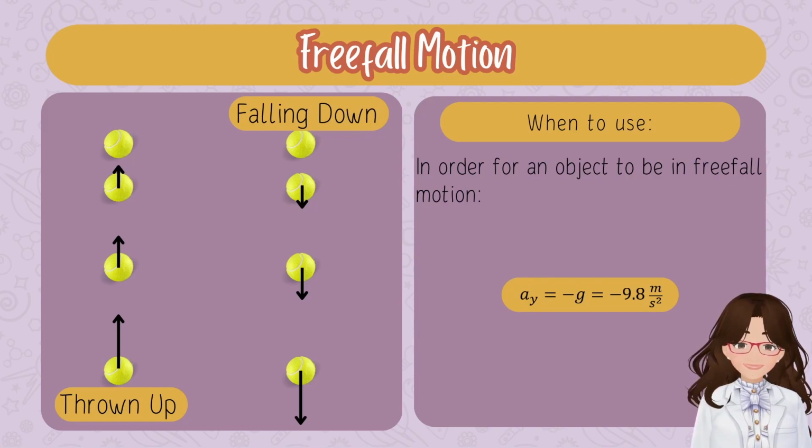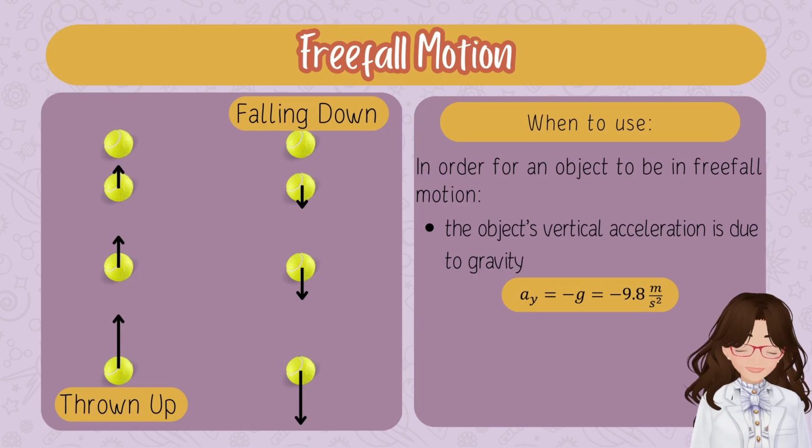This is when an object is either thrown up in the air or it's falling down. The object's vertical acceleration is always going to be due to gravity. So a_y is going to be equal to negative g, or negative 9.8 meters per second squared.